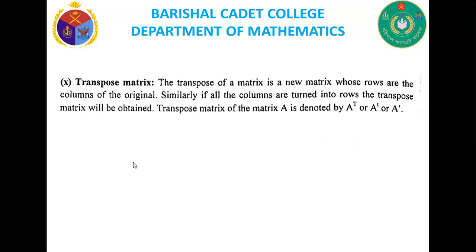Now, transpose matrix. The transpose matrix of a matrix is a new matrix whose rows are the columns of the original. Similarly, if all the columns are turned into rows, the transpose matrix will be obtained. The transpose matrix of matrix A is denoted by A to the power T, that is, A transpose or A prime. Okay.